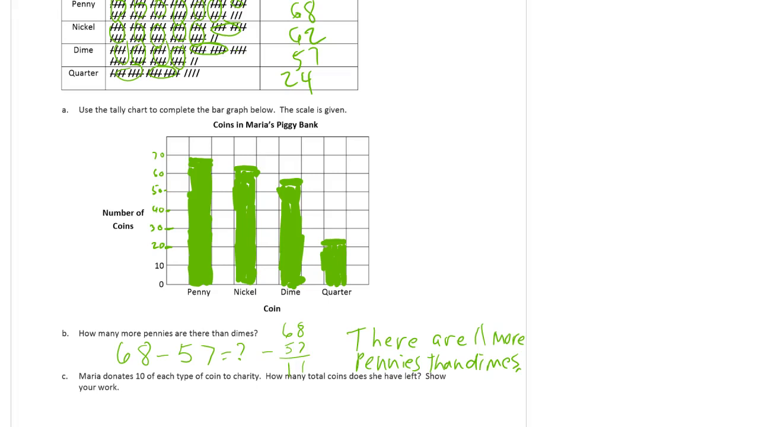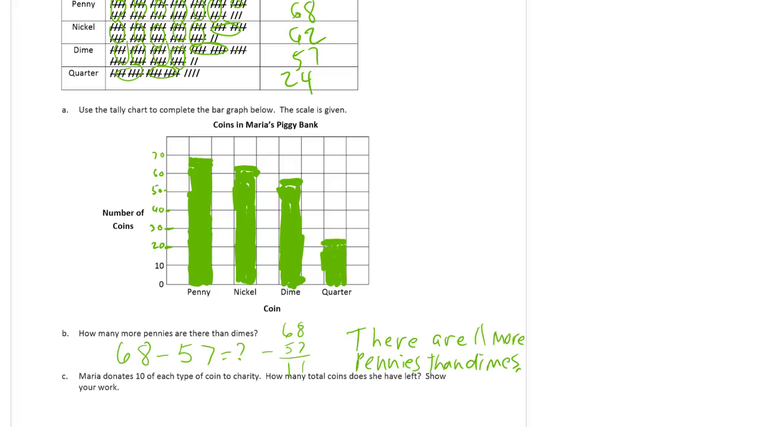It's not how much money she's donating, which would be even more work, but just the total number of coins. So we have to know the total number of coins minus the 40 that she donates, and that's going to tell us how many she has left. I would totally draw a tape diagram for this, except that I already have the picture of the bar graph. So what I could do is subtract 10 from each kind of coin and add that, or I could do the total and subtract. I'm going to do the total and subtract.